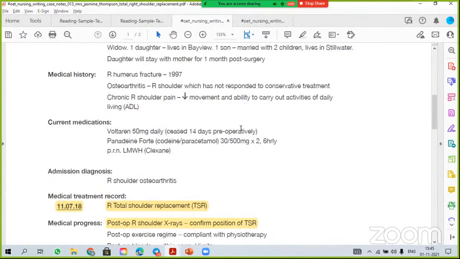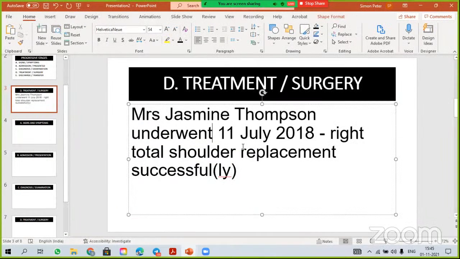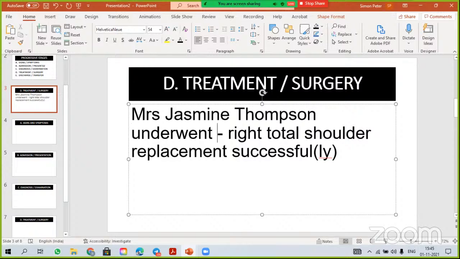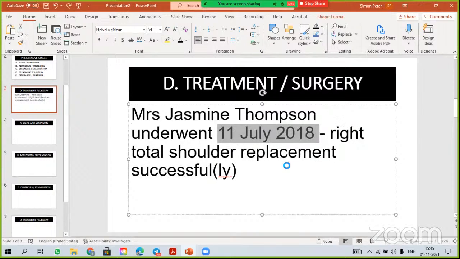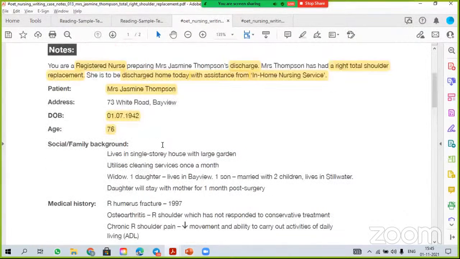But here, date is already mentioned, so you cannot use has had. So you have to use underwent. You cannot use has undergone. If date is not there, like this, and date is there, like this, there are two occasions here. One is date is not there and one is date is there. When date is not there, you can use has undergone. Present perfect tense is okay. But here date 11th July, and today is what date you are writing?